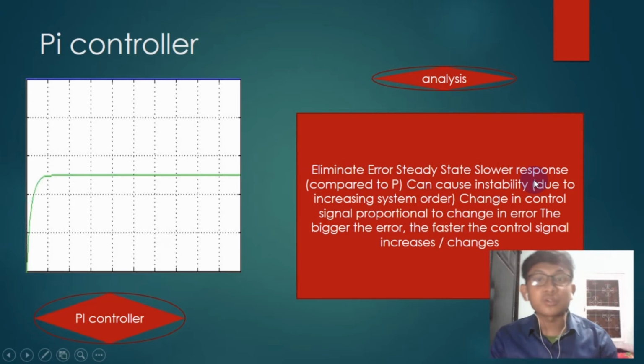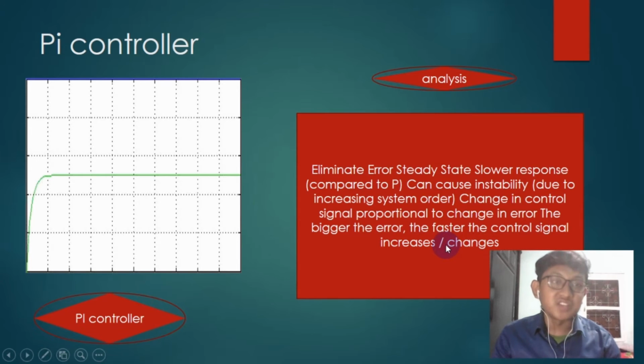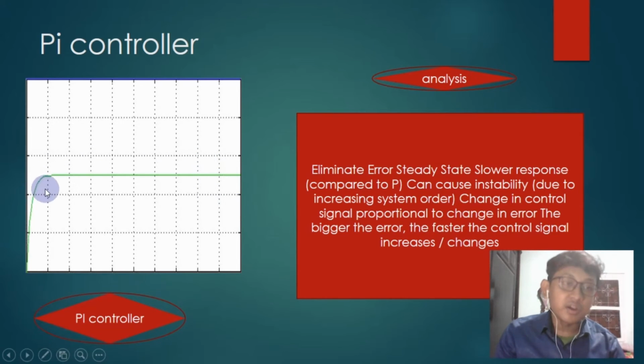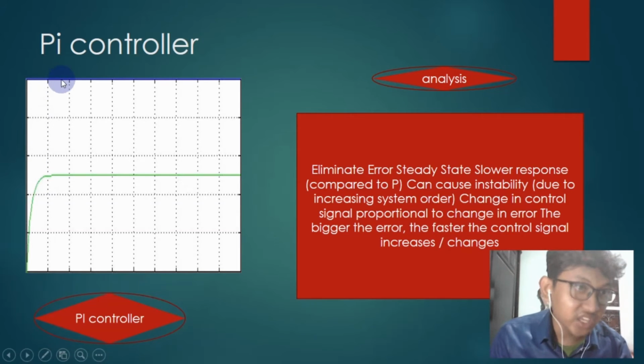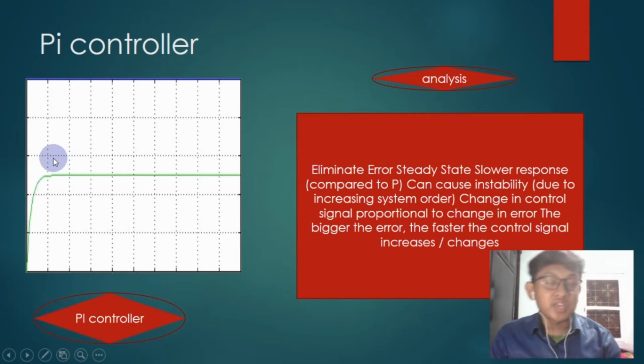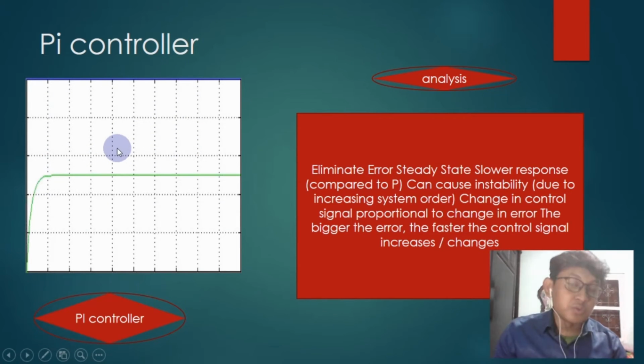Slower response compared to P can cause instability due to increasing the error. Change in control signal proportional to change in error. The bigger the error, the faster the control signal increases or changes. This is a graphic; it is very constant, but it does not reach the steady state error.